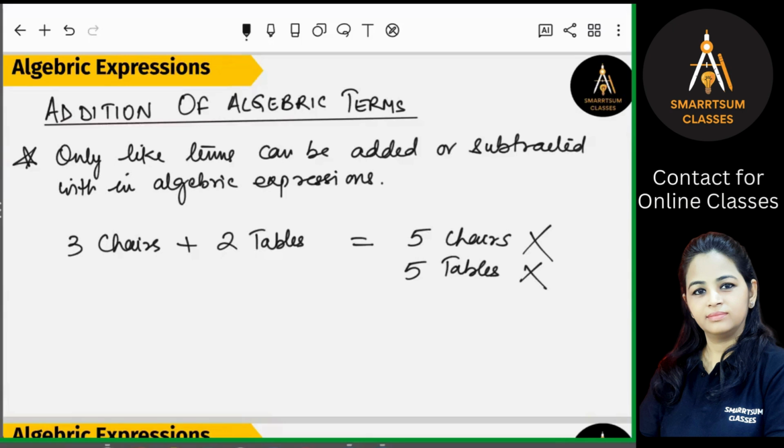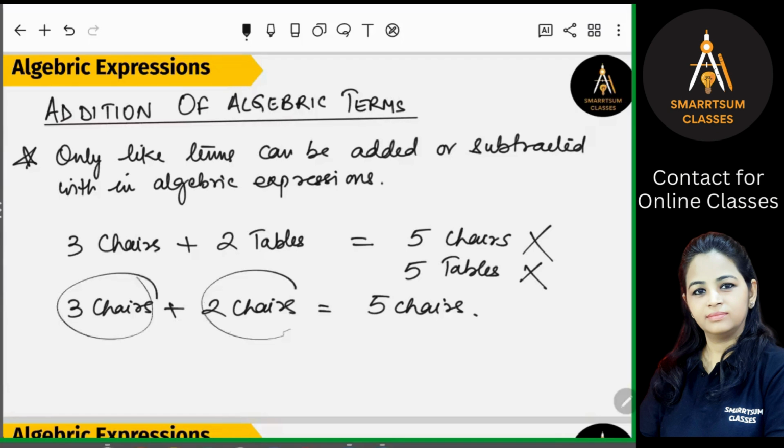Okay. If you have like 3 chairs and 2 chairs, then you can say there are 5 chairs, right? Why? Because both are same entities, both are same product, similar type of product. Exactly in the same way, if the two terms are like, then only you can add their numerical values, right? So what we have done here, we have added their numerical values to get 5. We have already checked that they are similar chairs, and now we are adding their numerical values.